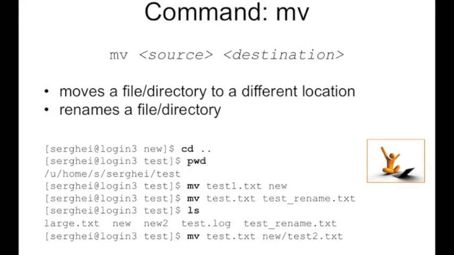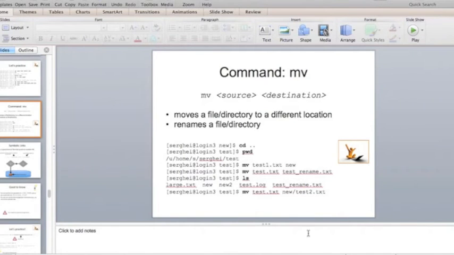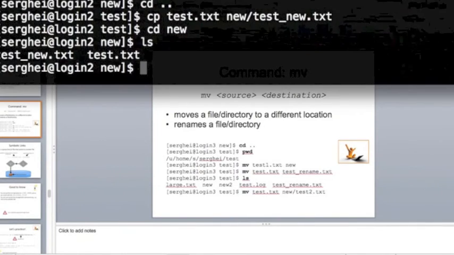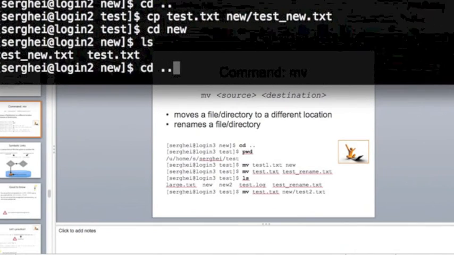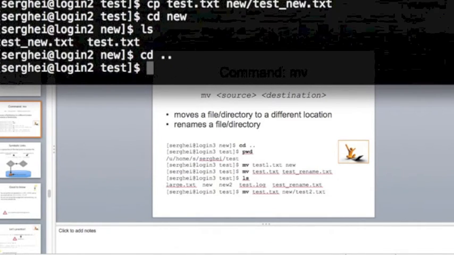You can do two things simultaneously, where you move the file and rename it at the same time. So you move the file called test.txt to directory new, and you give a new name, which is called test2.txt. Okay. Any questions? Okay, so let's go to the test directory and try those things.